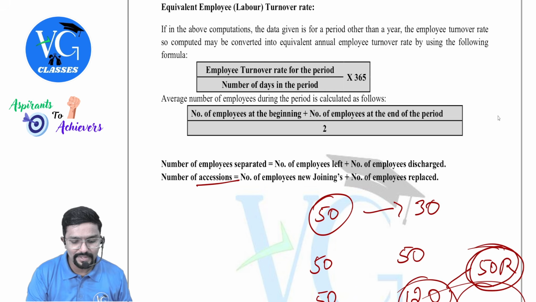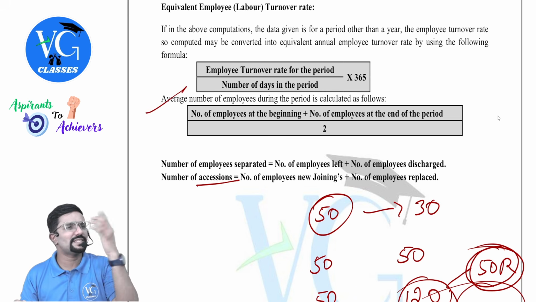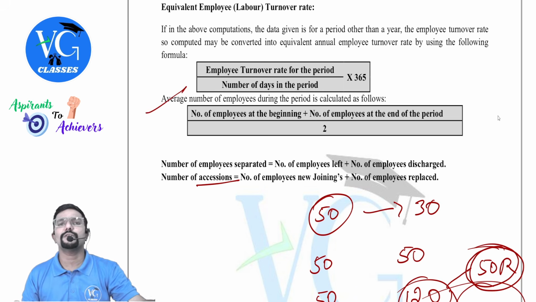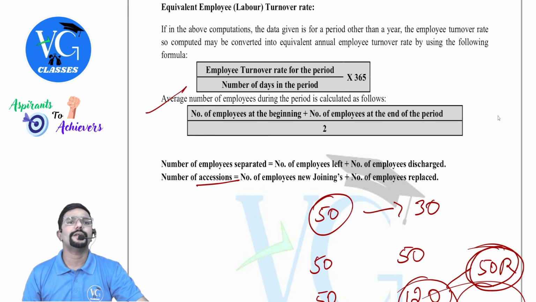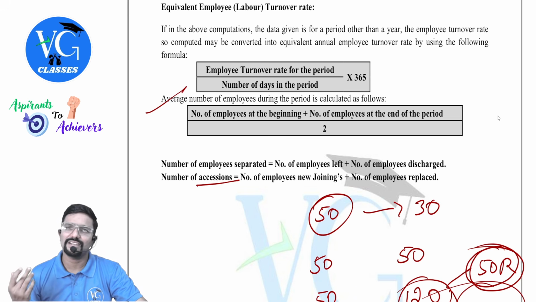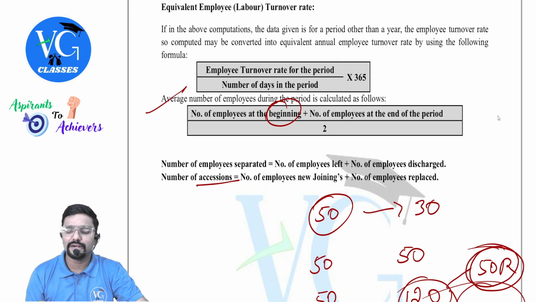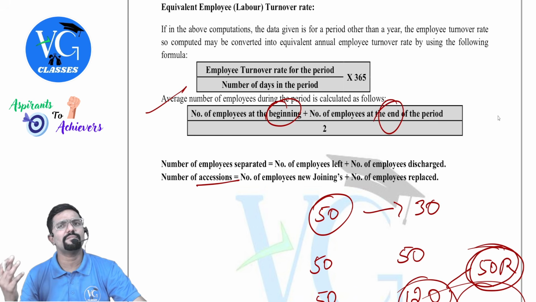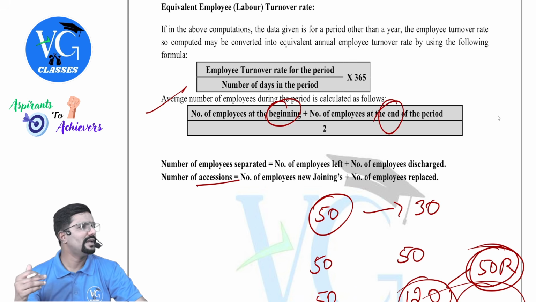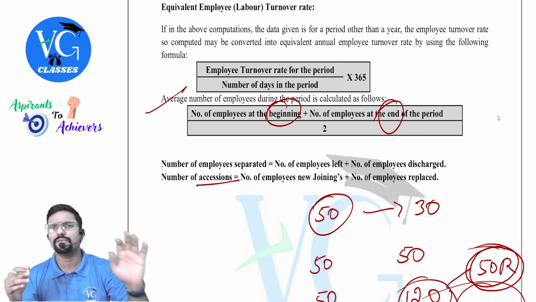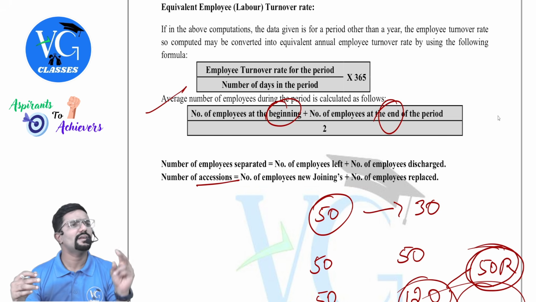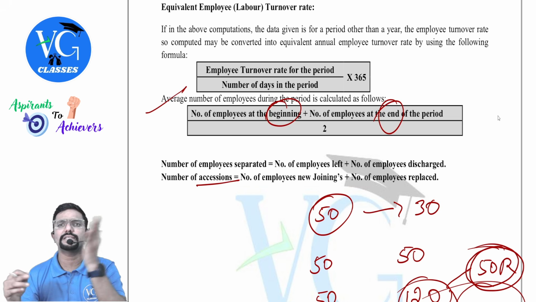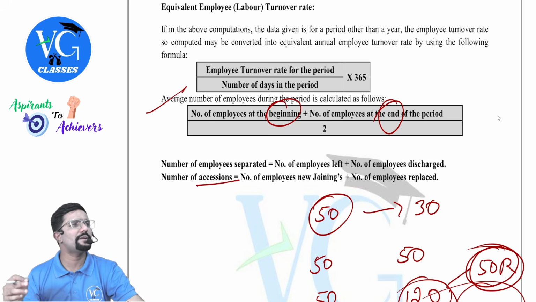Now, how do we calculate the average number of employees? Number of employees at the beginning plus number of employees at the end, whole divided by 2, the same way you calculate average stock. Whether we take the beginning or the end depends on whether we are calculating for the year, quarter, or month. For the year, take opening employees plus closing employees, whole divided by 2. For a quarter, take the employees at the beginning of the quarter and at the end of the quarter, whole divided by 2.